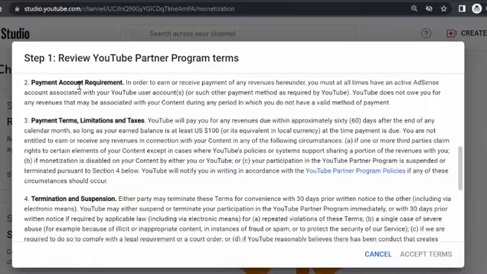Number 2, payment account requirement. In order to earn or receive payment of any revenues hereunder, you must at all times have an active AdSense account associated with your YouTube users account or such other payment method as required by YouTube. YouTube does not owe you for any revenues that may be associated with your content during any period in which you do not have a valid method of payment.